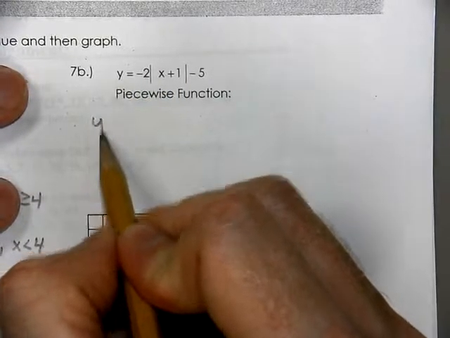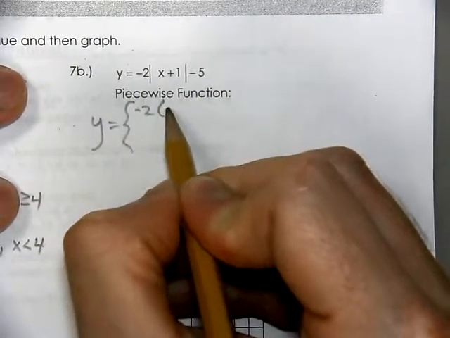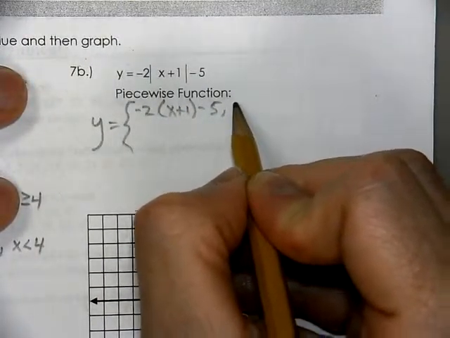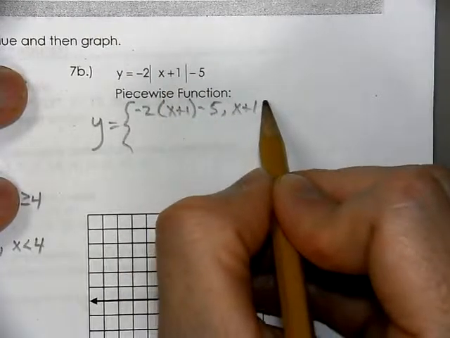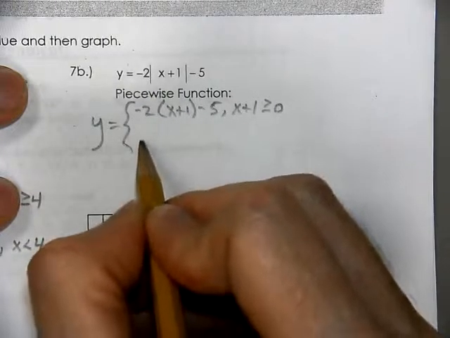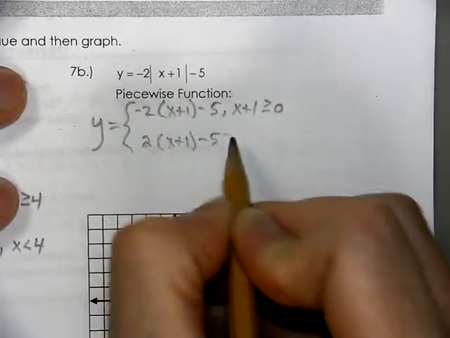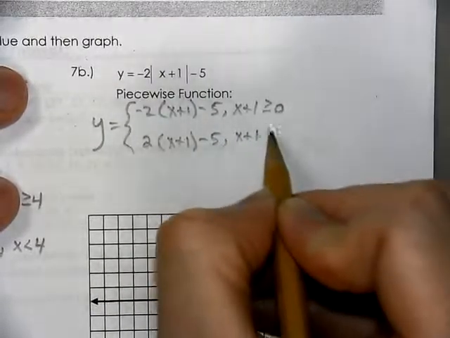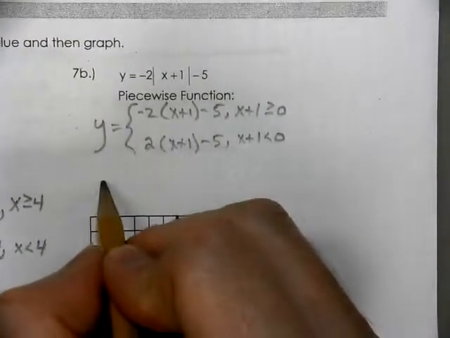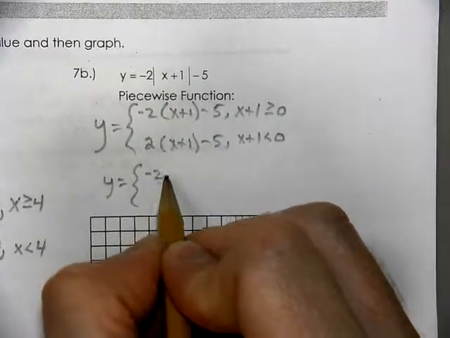This is a little messier one. Takes more steps. We have 2 times the absolute value of x plus 1 minus 5. And our domain is going to be what's inside the absolute value is greater than or equal to 0. And then the opposite of that, which is positive 2, where x plus 1 is less than 0. We distribute through.